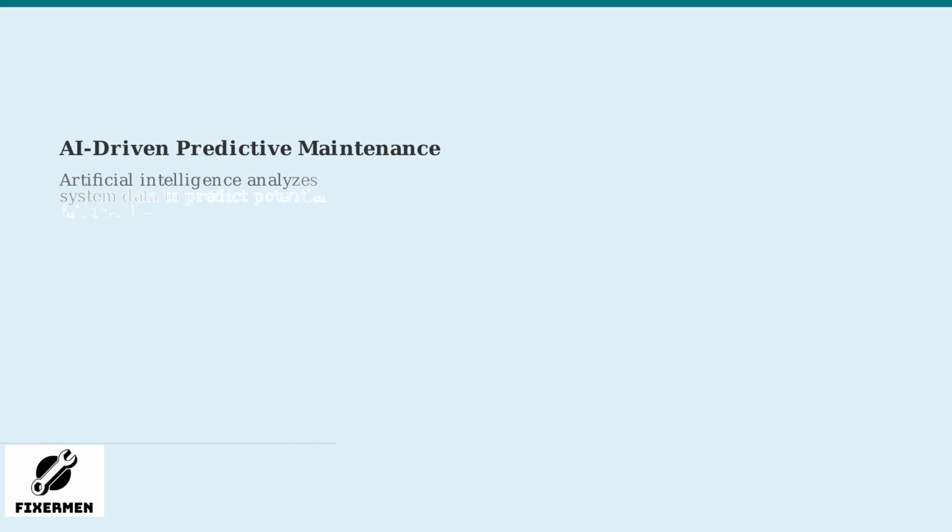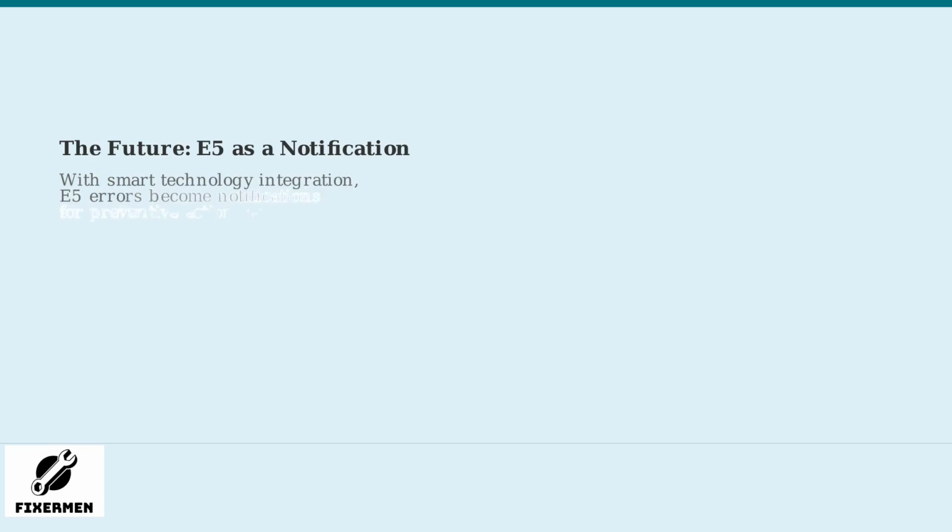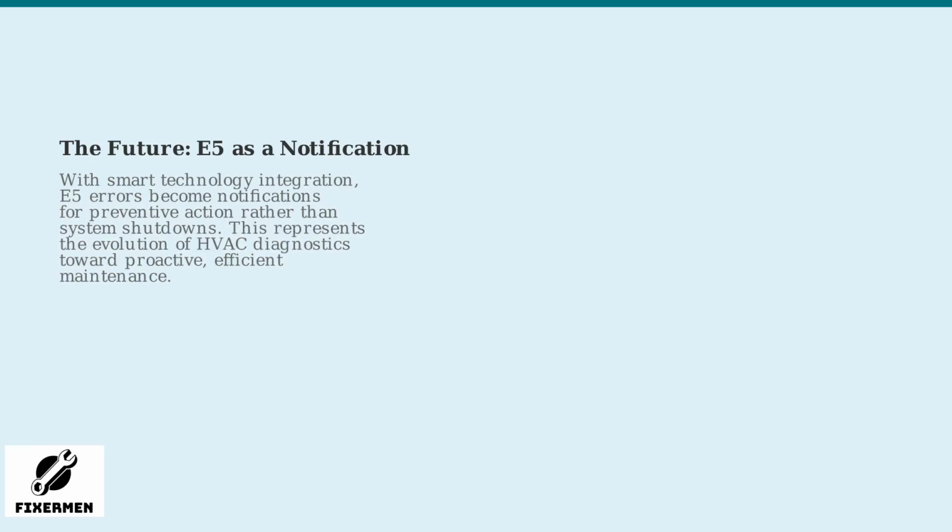AI-driven systems use machine learning to predict maintenance needs. By analyzing historical data and current performance, these systems identify issues before they cause E5 shutdowns. This evolution transforms E5 from a critical error into a proactive notification, enabling self-healing in most cases. Overall, smart HVAC systems are transforming E5 from a disruptive error into a helpful notification.